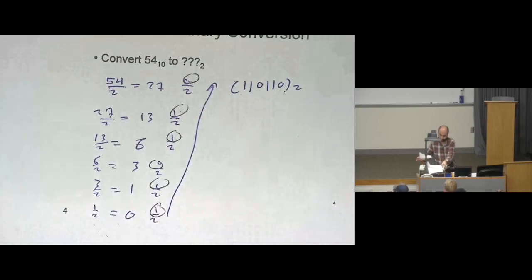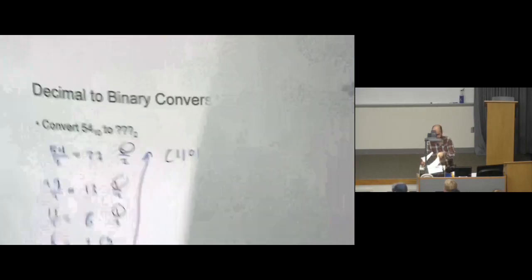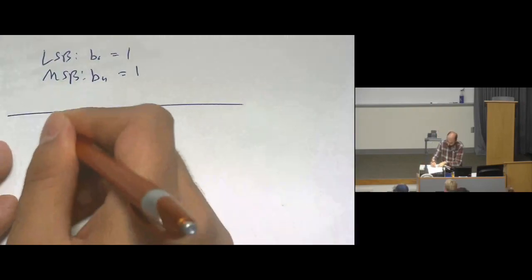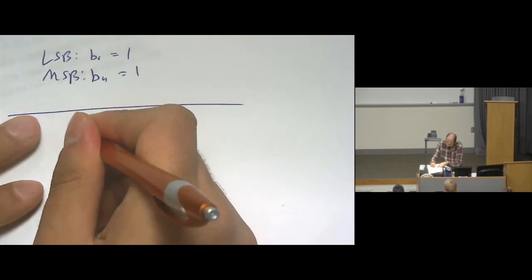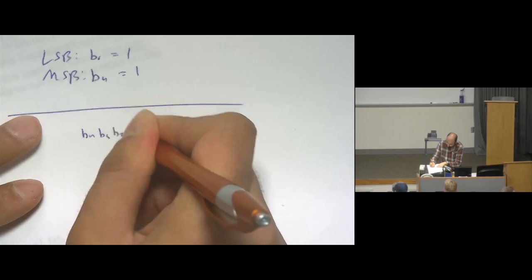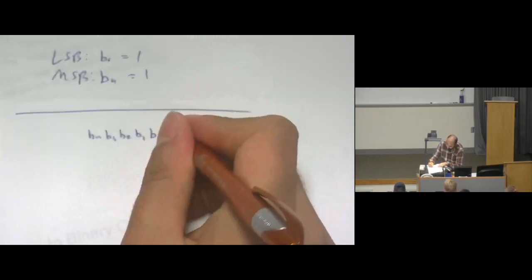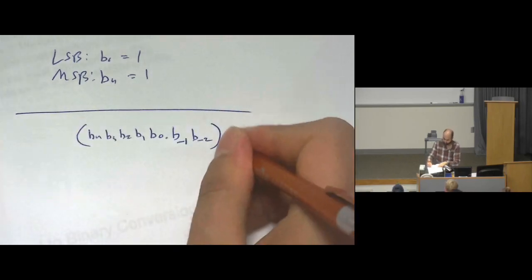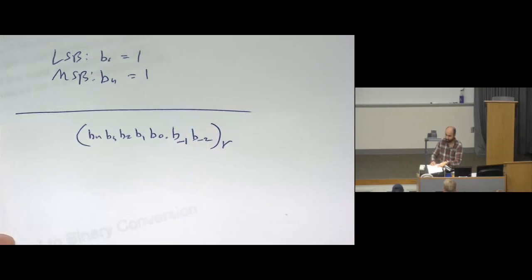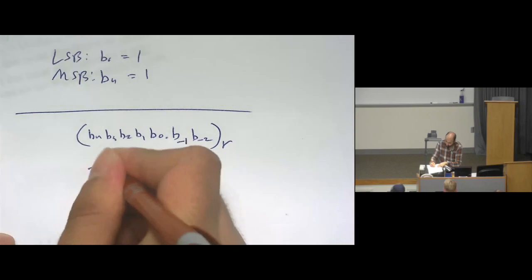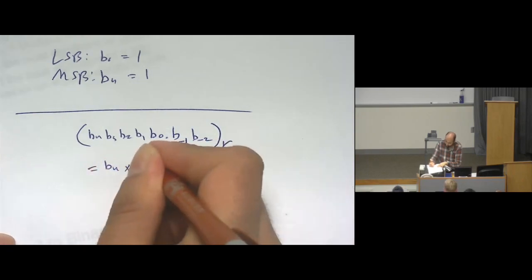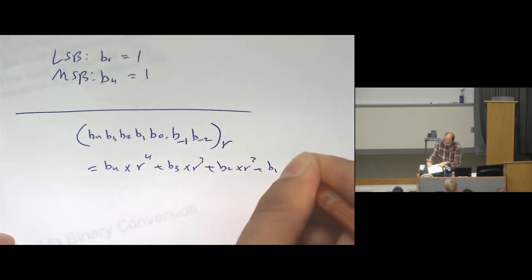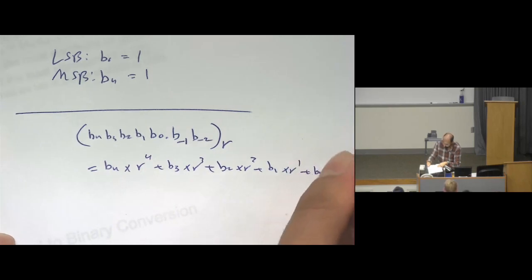Now, how about if we have decimal points? How can we treat this problem? Let's assume I have B4, B3, B2, B1, B0, then a point, then B-1, B-2, in some base R. If I want to convert this to decimal, it's going to be B4 times R power 4, plus B3 times R power 3, plus B2 times R power 2, plus B1 times R power 1, plus B0 times R power 0.